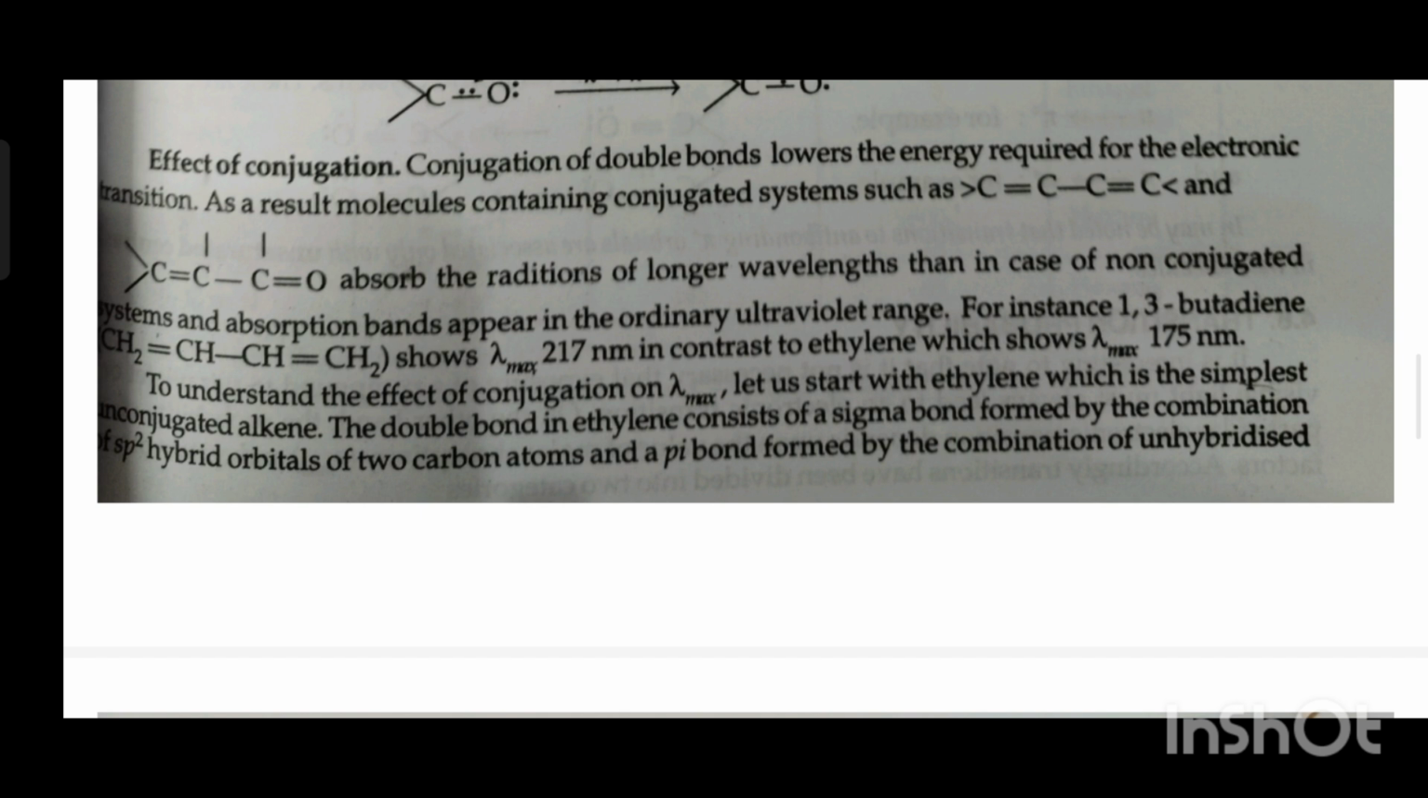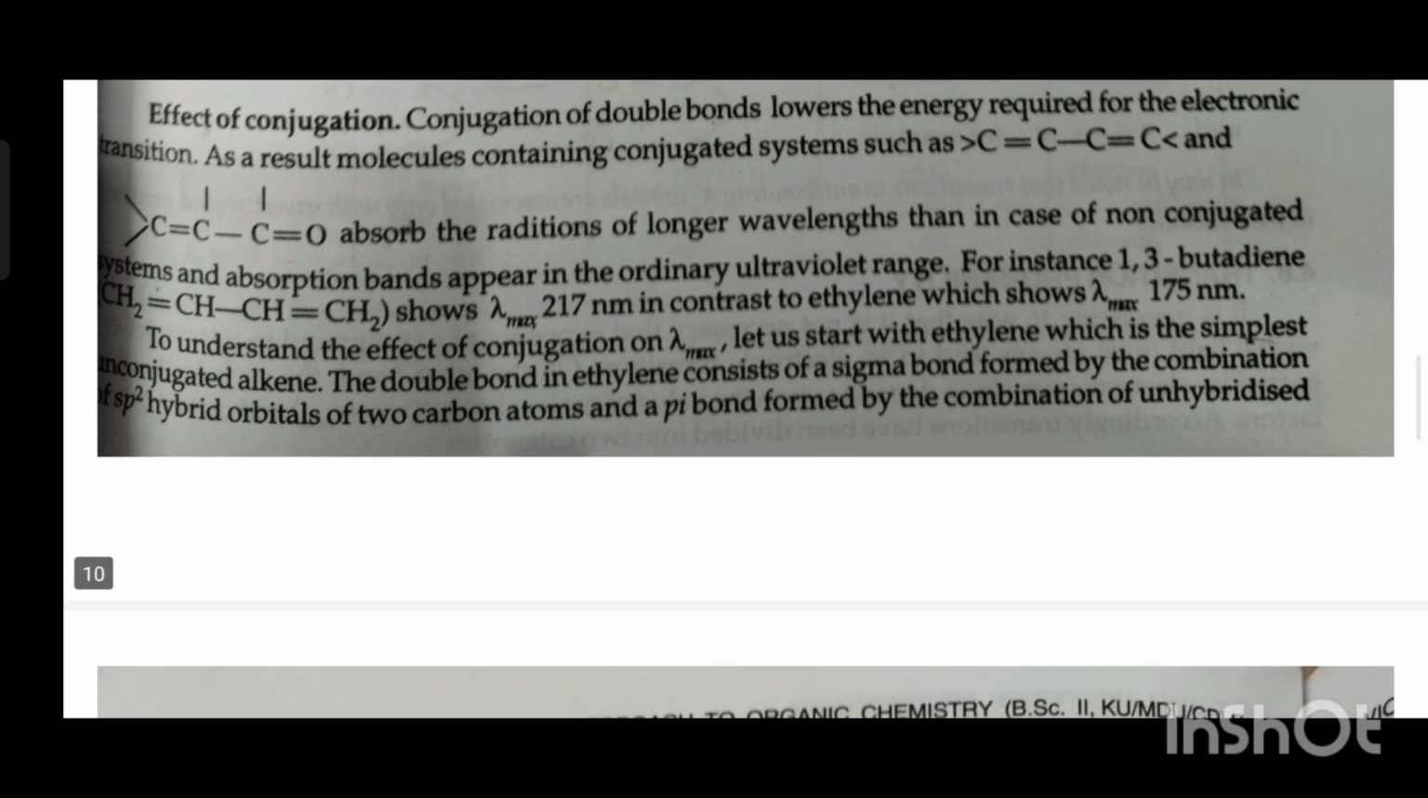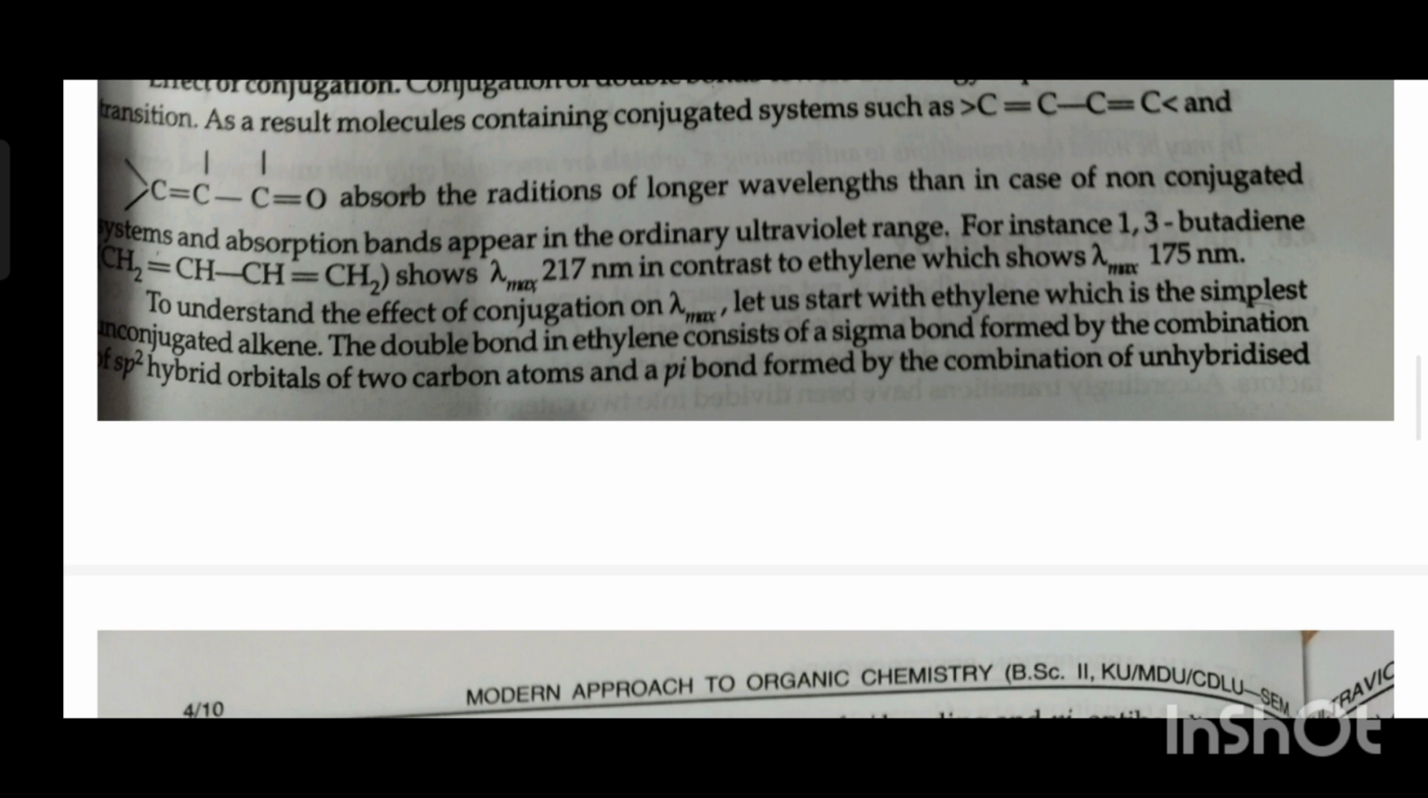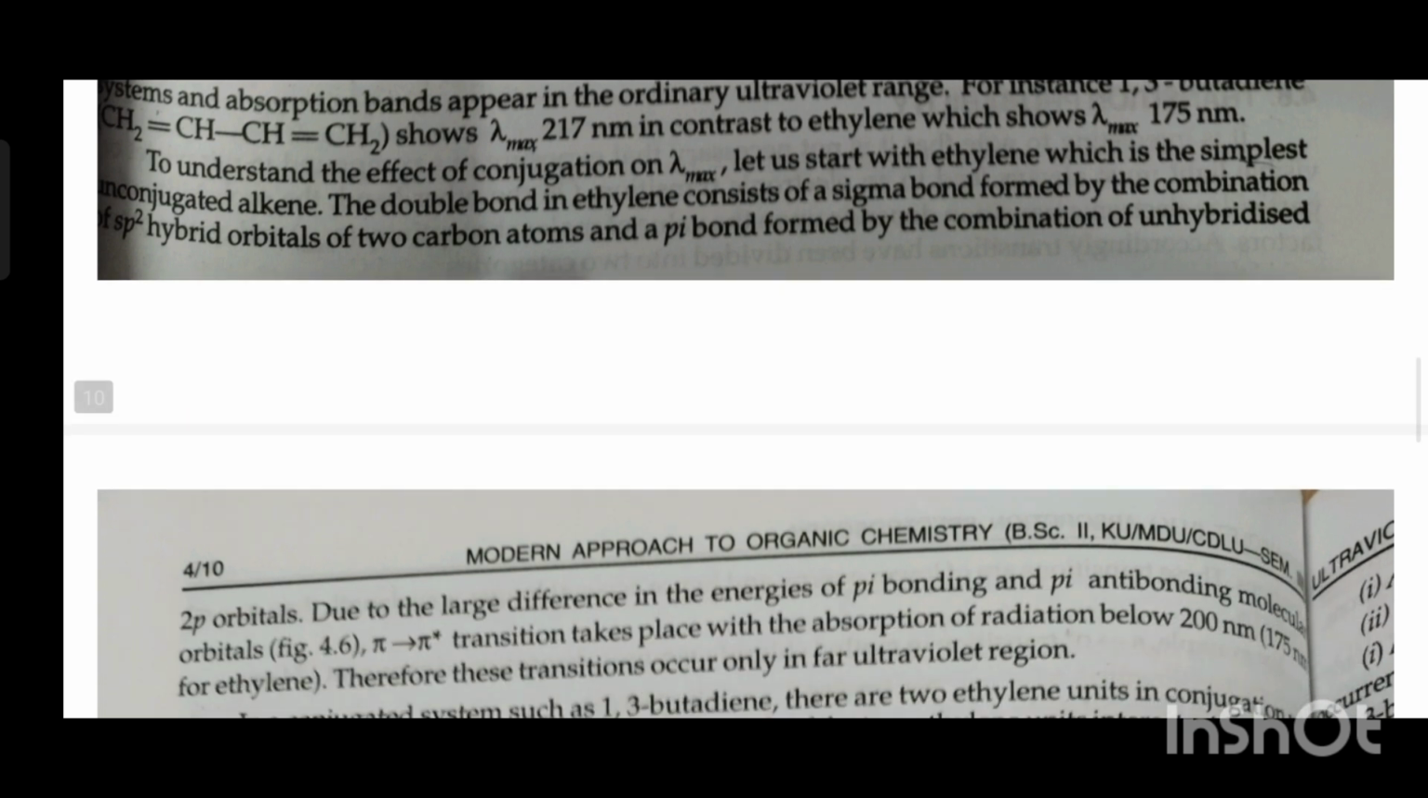in contrast to ethylene, which shows lambda max 175 nanometer. To understand the effect of conjugation on lambda max, let us start with ethylene, which is the simplest unconjugated alkene. The double bond in ethylene consists of a sigma bond formed by a combination of sp2 hybridized orbitals of the two carbon atoms, and a pi bond formed by a combination of unhybridized 2p orbitals.